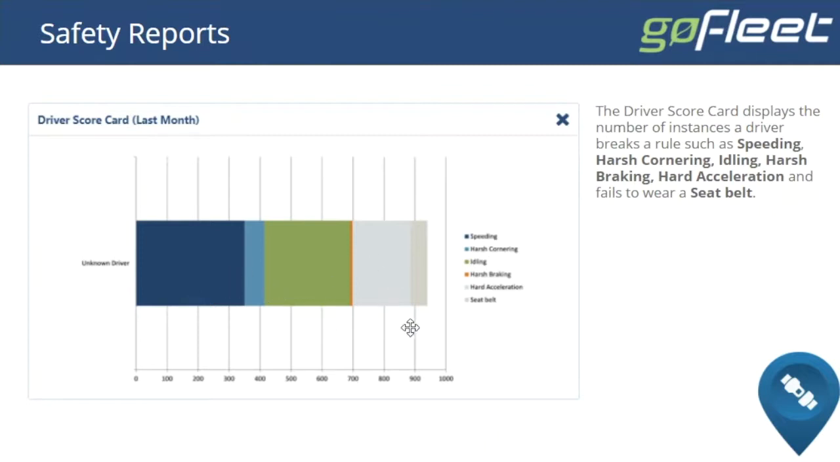You can also use the driver scorecard to display different rules a driver breaks, such as speeding, harsh cornering, idling, harsh braking, hard acceleration, and when the driver fails to wear a seatbelt.